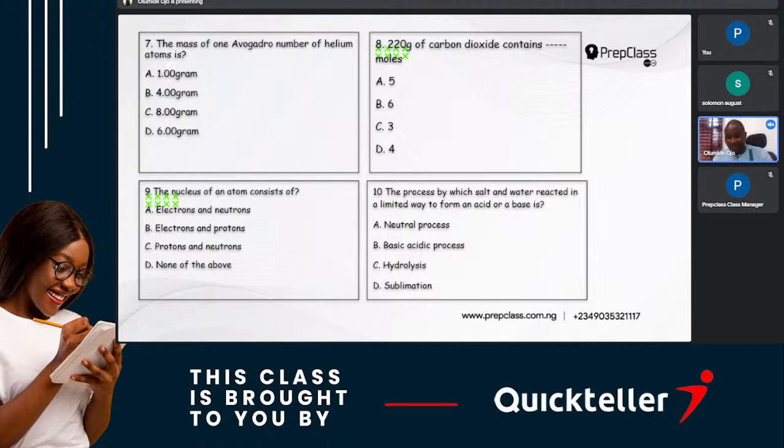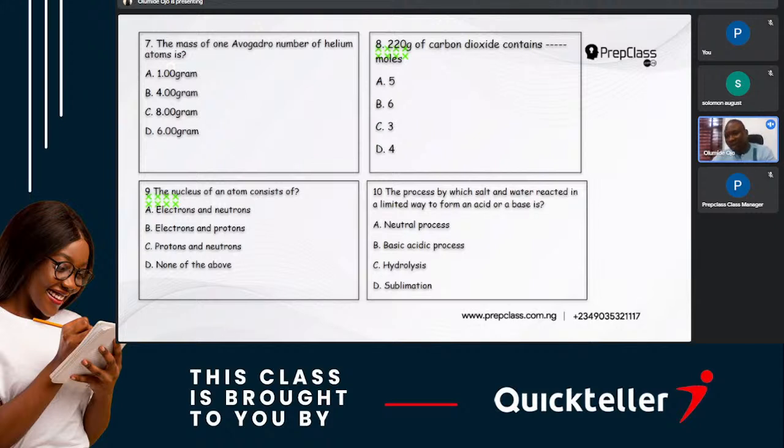Then C is talking about hydrolysis. That's the process by which a compound dissolves in water to give a product. Then D, we have sublimation. That's movement from solid to gas directly without passing through liquid.